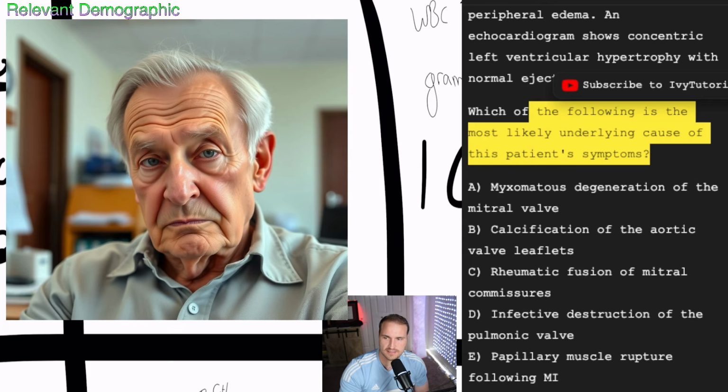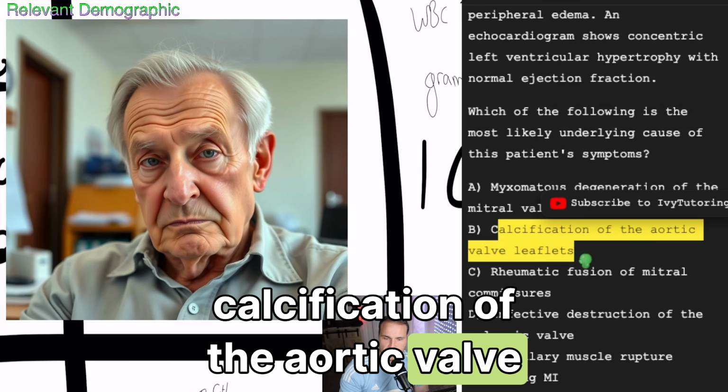Okay, so here's our guy, so you can see. Well, he is an elderly patient, and so the answer is going to be calcification of the aortic valve leaflets.